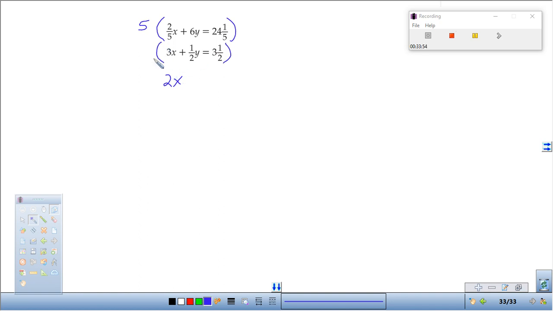Yeah, and we're going to multiply by what on the bottom one? What are we going to multiply? By 2, yeah. The bottom one by 2, top one by 5. Now, you can approach it any way you want, all right? I'm not afraid of fractions. I'm not lying to you. I'm not afraid of them at all.